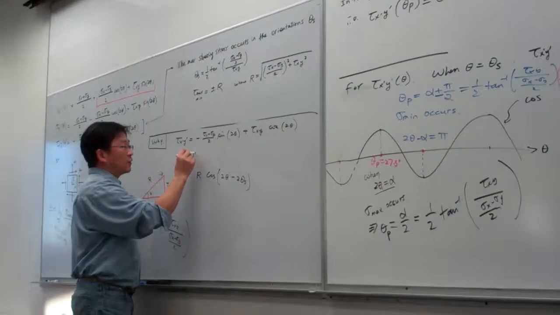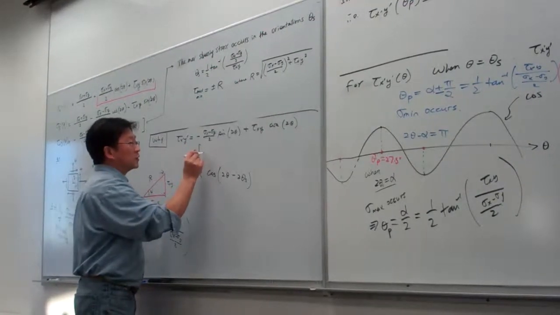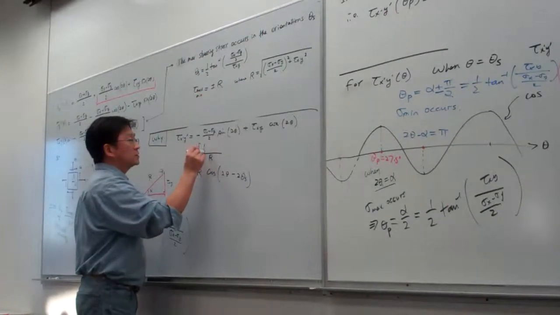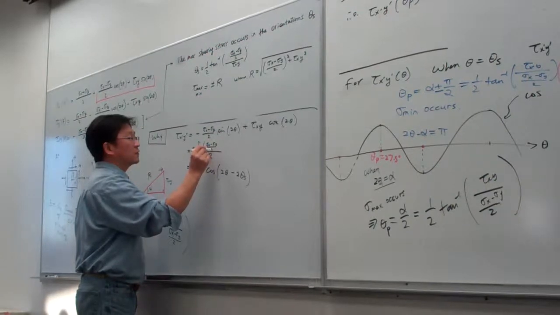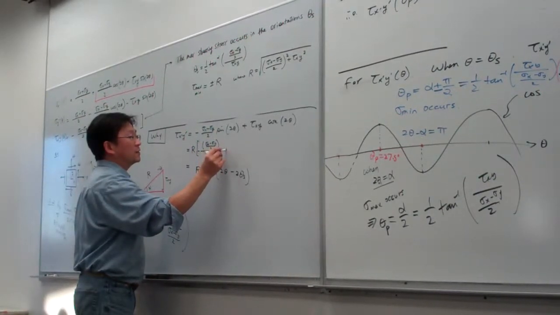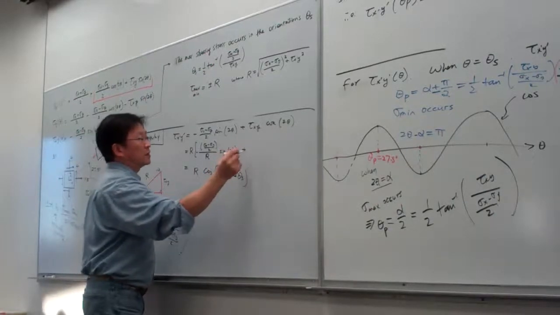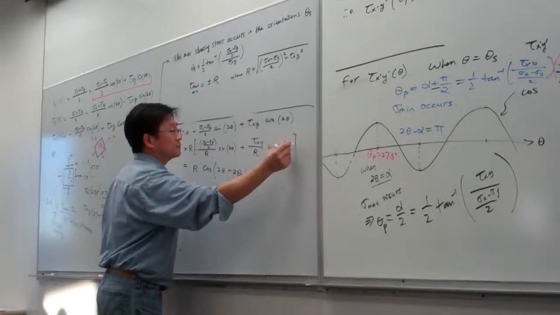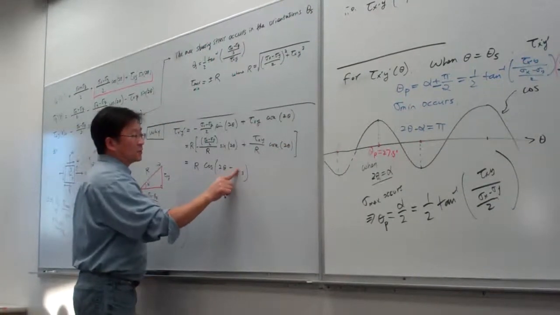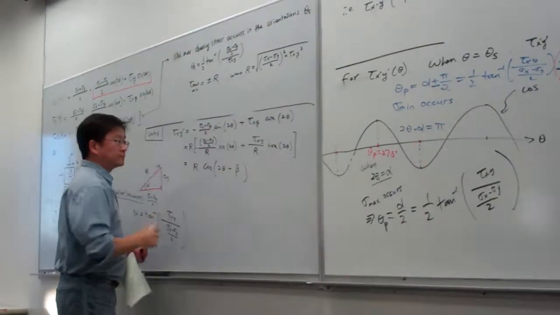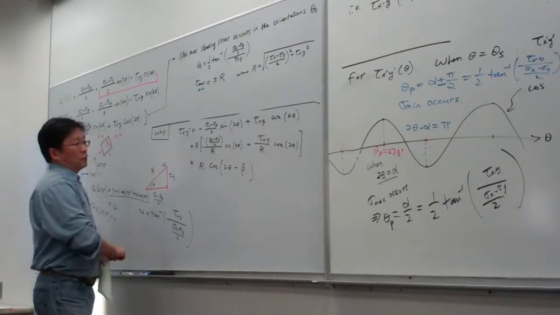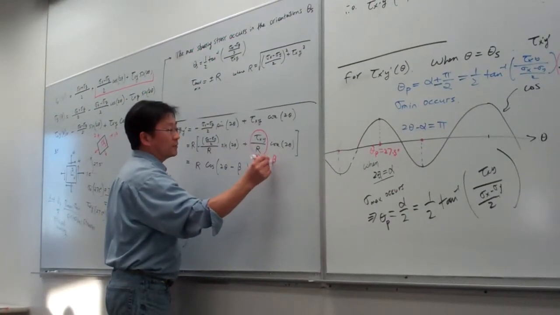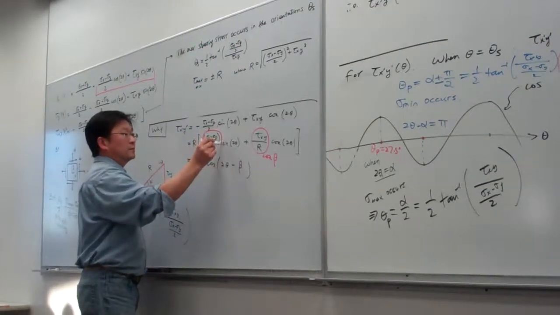I simply R, and this will be R and minus sigma x minus sigma y divided by 2, and sine 2 theta plus R tau xy cosine 2 theta. Okay, so let me get this one. So which means this one will be equal to cosine beta.